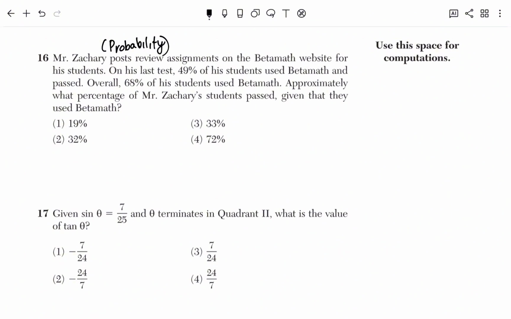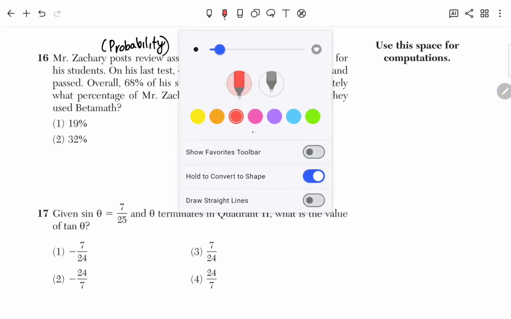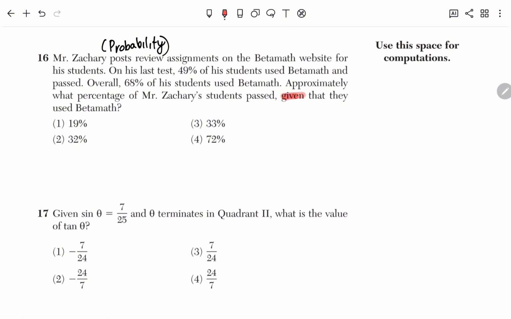So, when we see given, we know that it is going to be a conditional probability. And to remind you, the formula of a conditional probability is P of A happening given B equals the probability of A and B happening divided by the probability of B. That's our conditional probability formula.